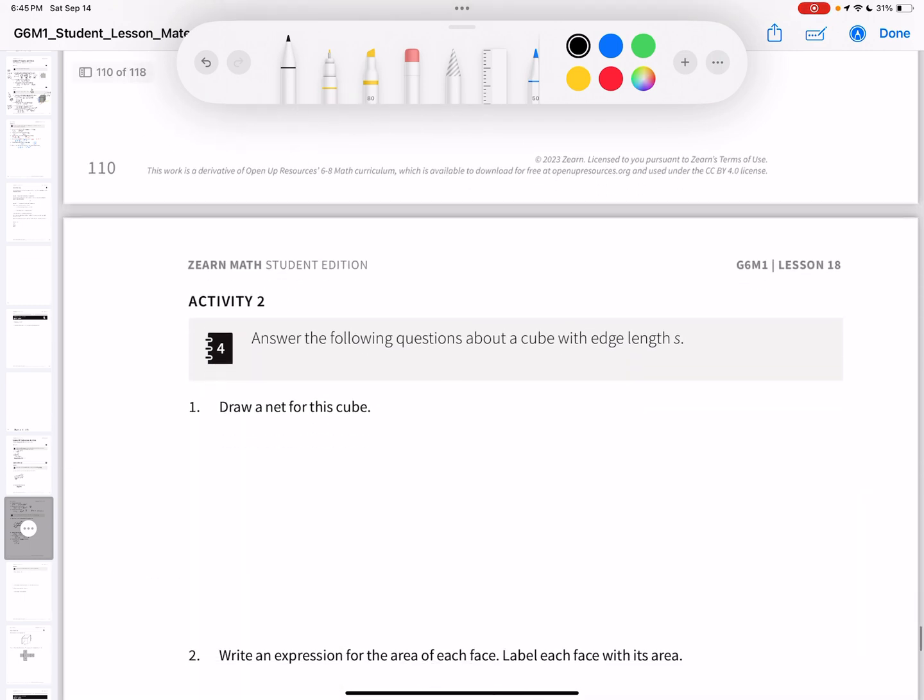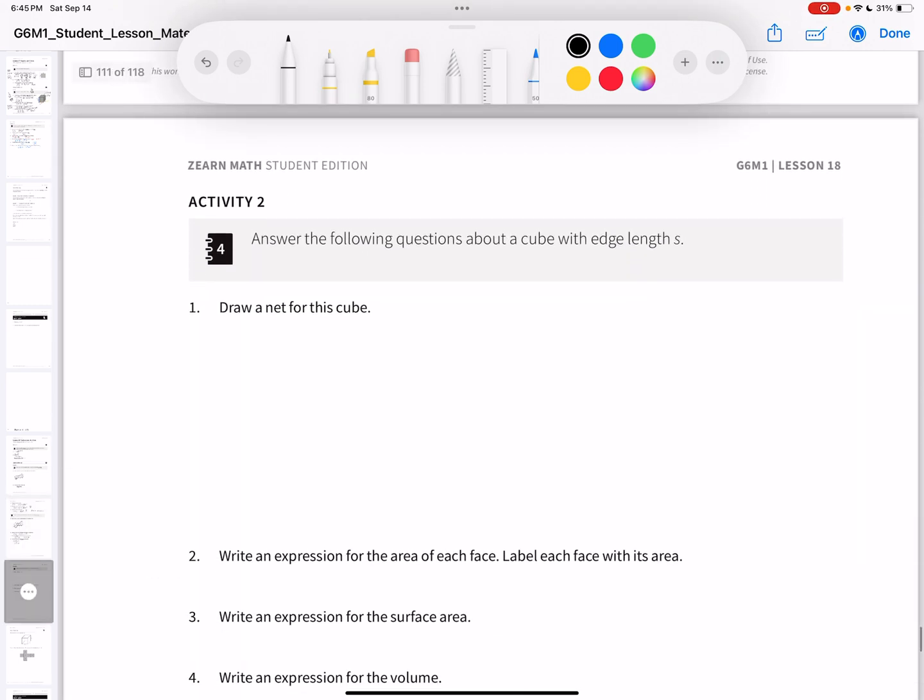Okay. Answer the following questions about a cube with an edge length of S. So we don't have an actual edge length. We don't know the actual length, but we're going to say it's S, which means it could be anything. So draw a net for this cube. Oh my goodness, I'm going to draw a net you probably have never seen. Here we go. You ready?